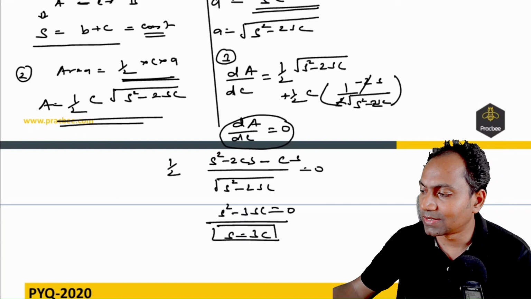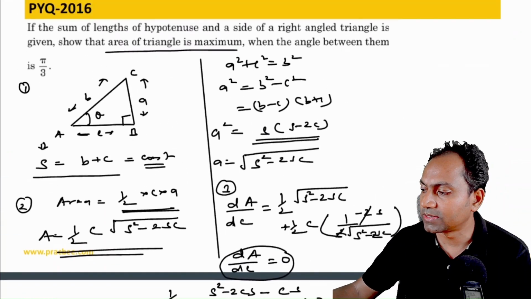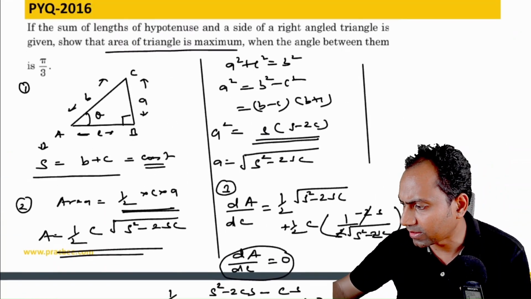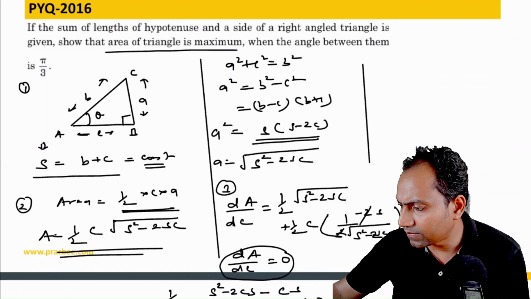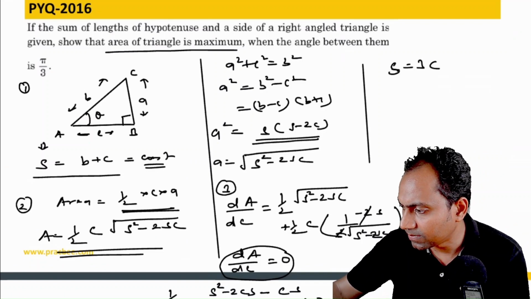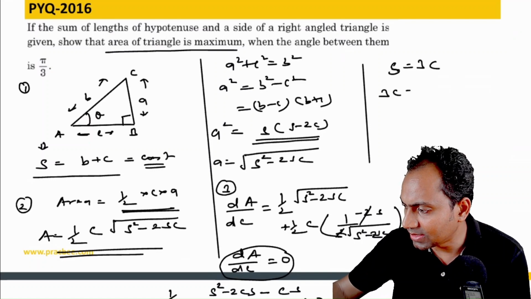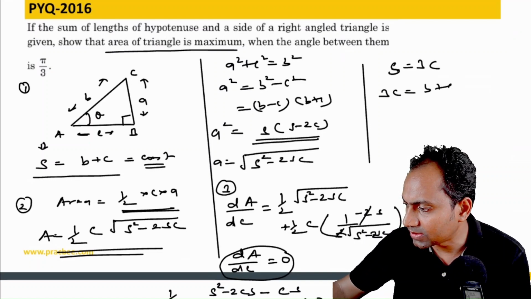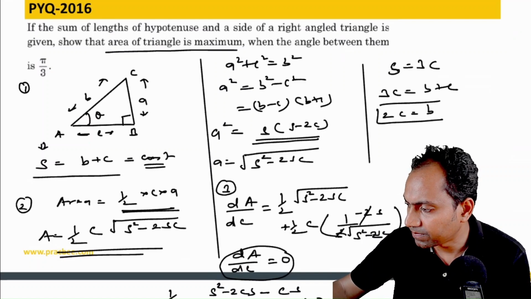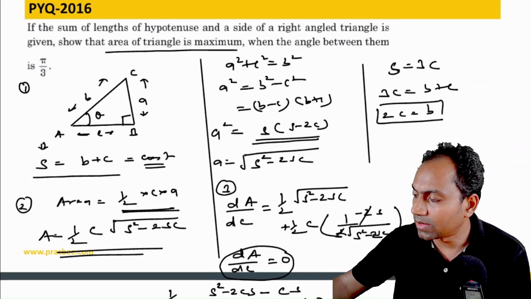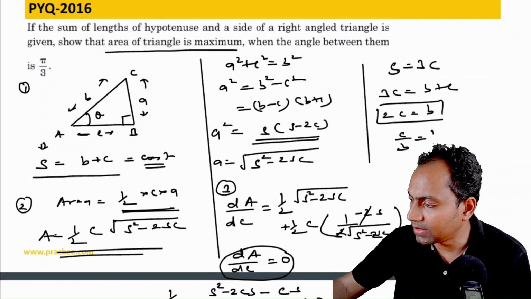Now let us understand what is happening. Let us try and interpret this answer. Let us again go back to the same triangle. What we know is that s is equal to 3c. So 3c will be equal to b plus c. So what we are getting is twice of c is equal to b, or we can write c by b is equal to 1 by 2.